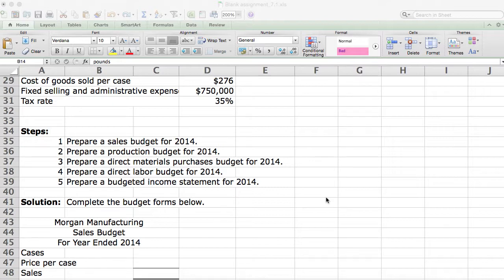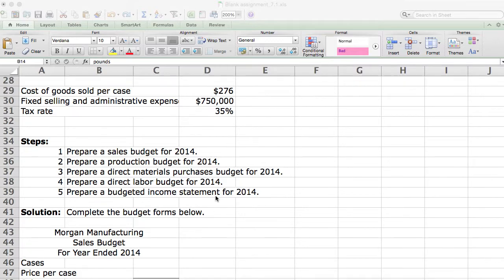We're going to start by preparing the sales budget for 2014. We're going to prepare a production budget, a direct materials purchase budget, a direct labor budget, and then finally a budgeted income statement for 2014. So what I'd like to do is start at the top of the spreadsheet and walk all the way down.